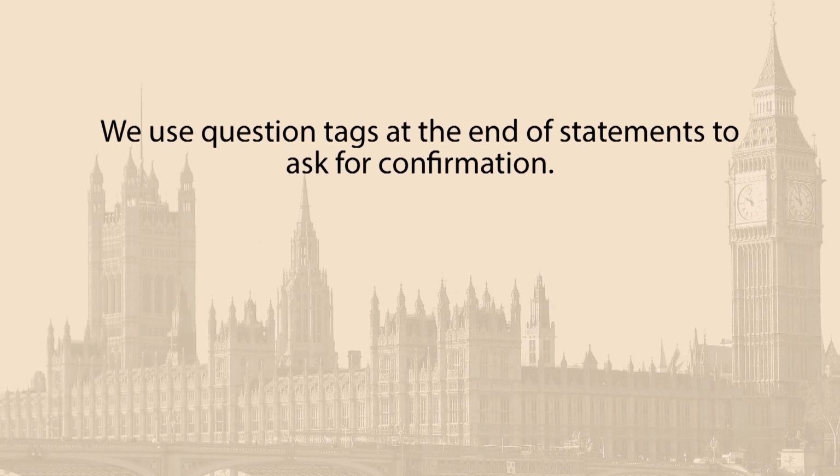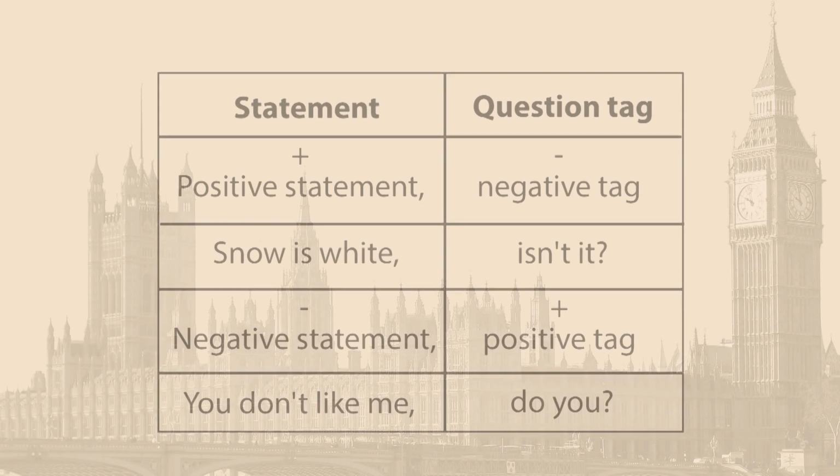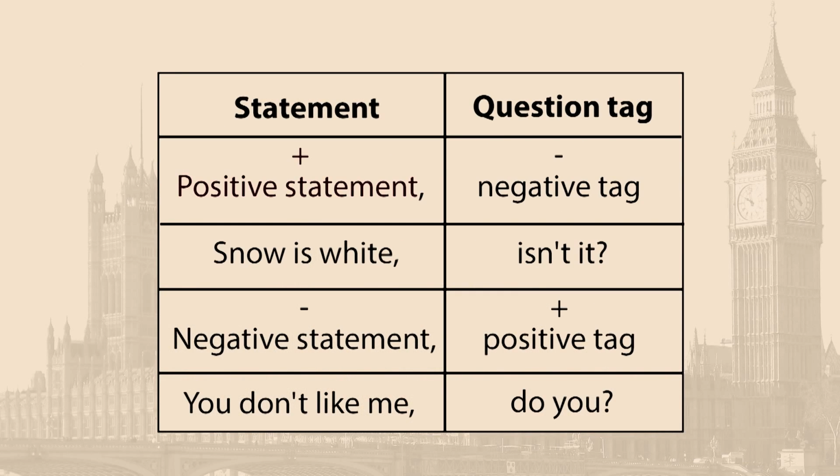We use tag questions at the end of statements to ask for confirmation. They mean something like, "Am I right?" or "Do you agree?" The basic structure is positive statement, negative tag. For example, "Snow is white, isn't it?" Negative statement, positive tag. For example, "You don't like me, do you?"